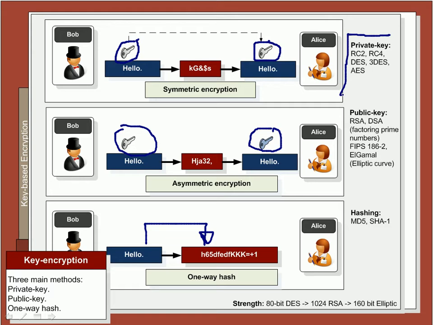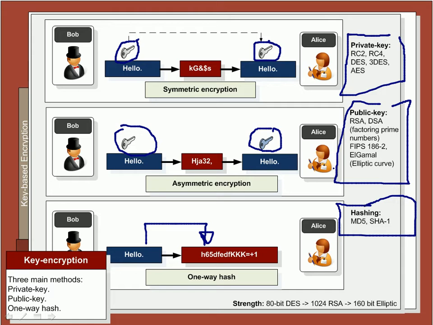The methods that we'll look at here for private key include RC2, RC4, DES, 3DES and AES. For public key, we'll look at RSA. For hashing, the two main methods are MD5 and SHA1.